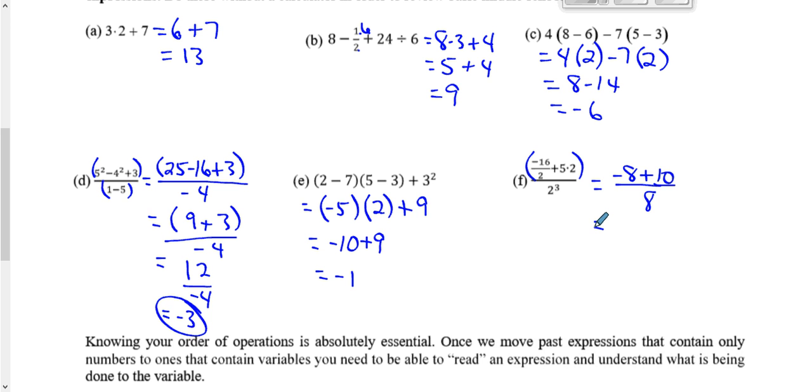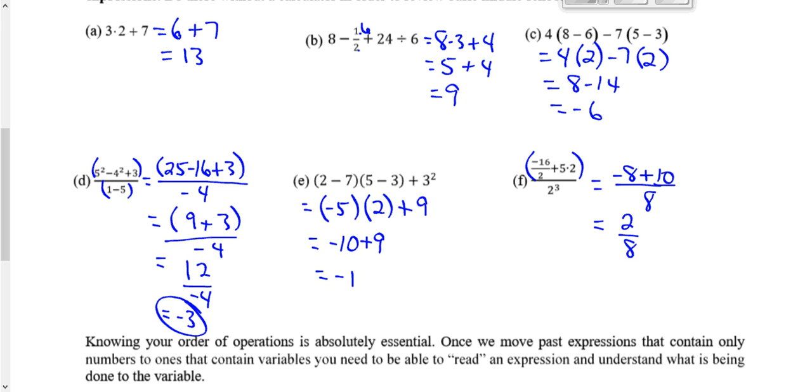Okay? Now let's do work in parentheses again. Wait, I don't see any parentheses. What am I talking about? Yes, the fraction and its grouping. So what's negative 8 plus 10? Well, okay, which is it? Positive 2, right?